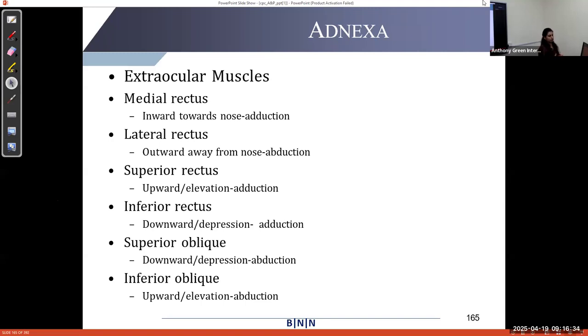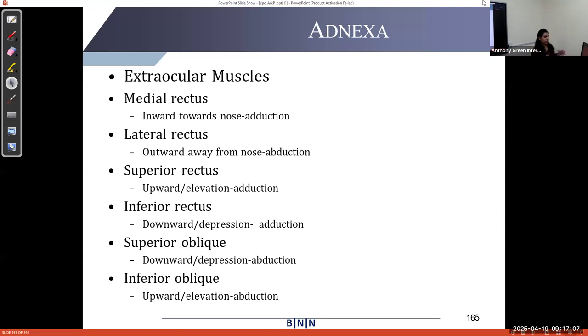What is adduction and abduction? It is a kind of movement. So how is abduction and how is adduction? Yes, that is abduction, away. You would have heard that a child was abducted. What does that mean? The child was kidnapped or taken away. It is the same way. Abduction is movement outward, away from the midline. Adduction is inward.